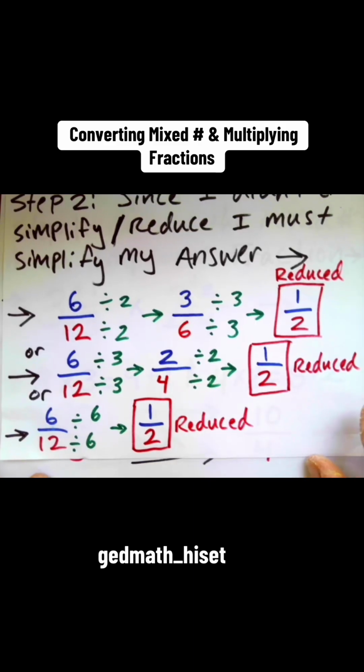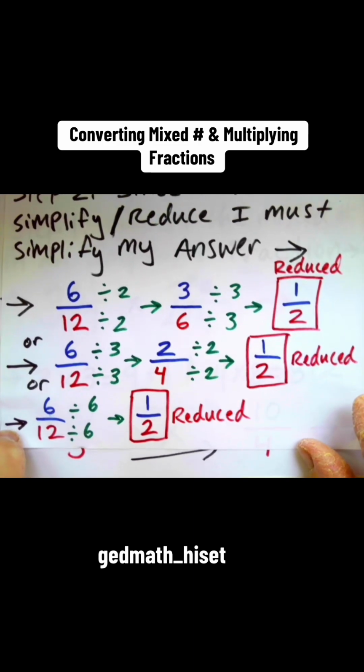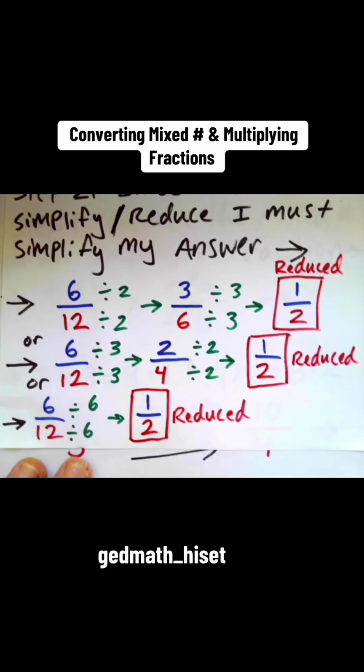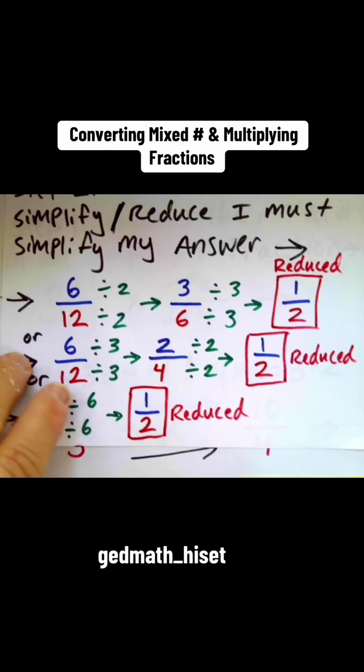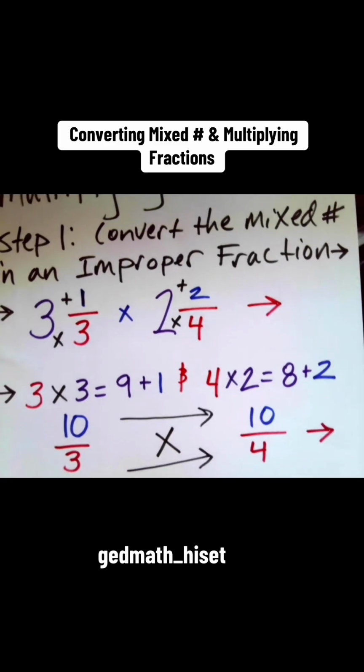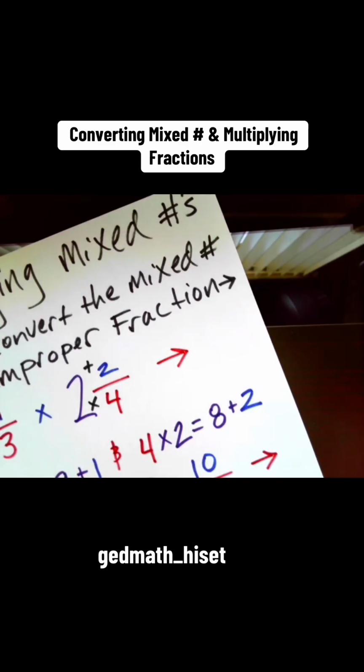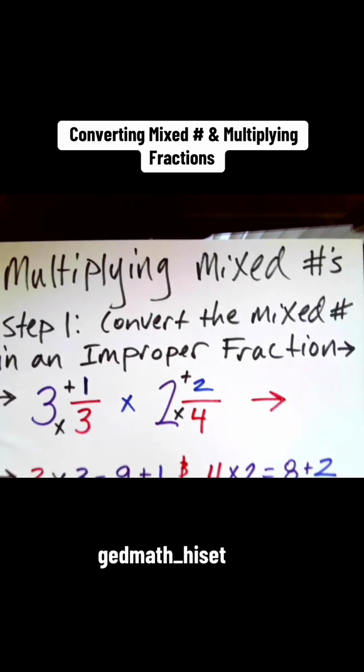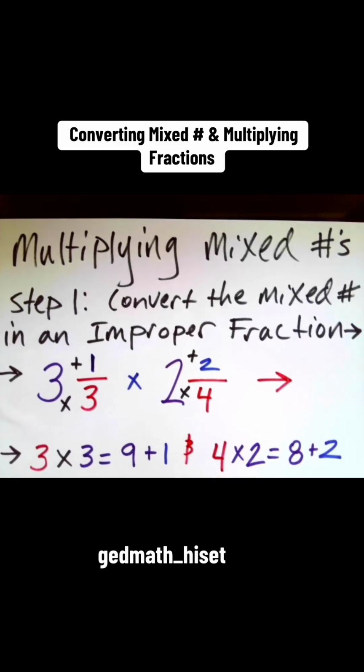Now, if you are pretty solid with your products, then you would know that we have here 6/12. You could have reduced it by dividing 6 into top and bottom. I know 6 divided by 6 equals 1, and 6 times 2 is 12. So this would be our final reduced answer. So there are multiple ways to get to the same answer. And so let's go ahead and take another look at another problem that has mixed numbers.